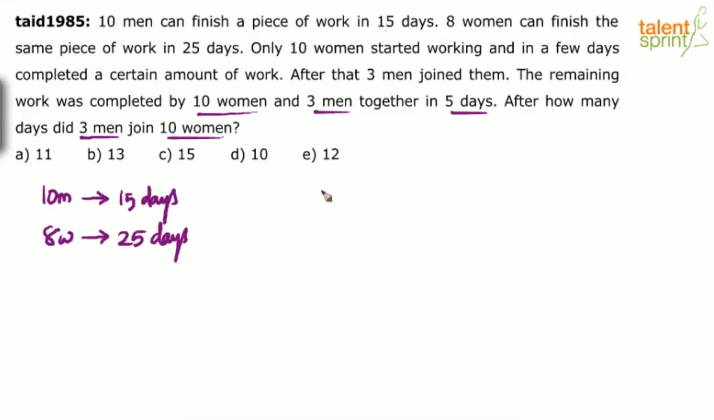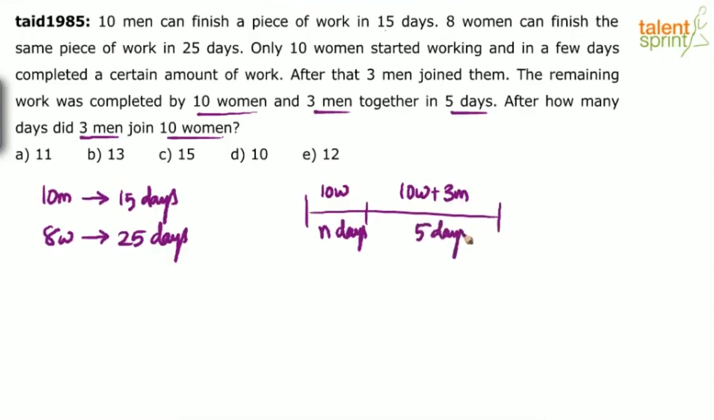So for the first few days there were only 10 women. If you say this is the total work, for the first few days there were only 10 women. Let's say they were there for n days, and after that 3 men joined them, 10 women and 3 men. They have completed the remaining work in 5 days. So we have to find out what is the value of n. After how many days did these 3 men join 10 women?